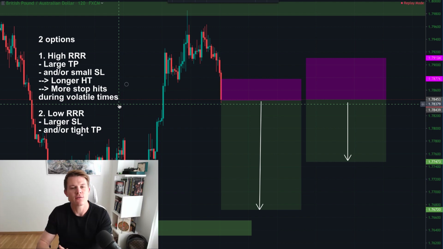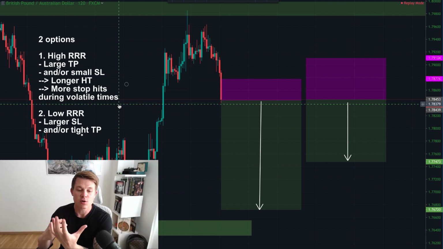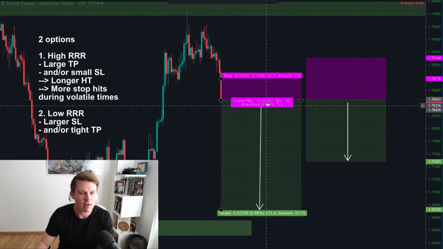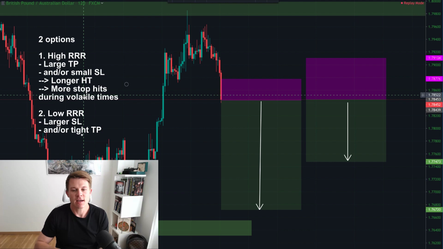Already you get an idea for how reward to risk ratio and the win rate go hand in hand. You cannot just observe one or the other in a vacuum. They don't exist independently. They only exist when you look at them together because, well, with a high reward to risk ratio, you will have a longer holding time, and obviously, the longer you're in a trade, the more chances you have that the price is going against you, and more stop hits during volatile times. Both factors mean that the win rate will go down.